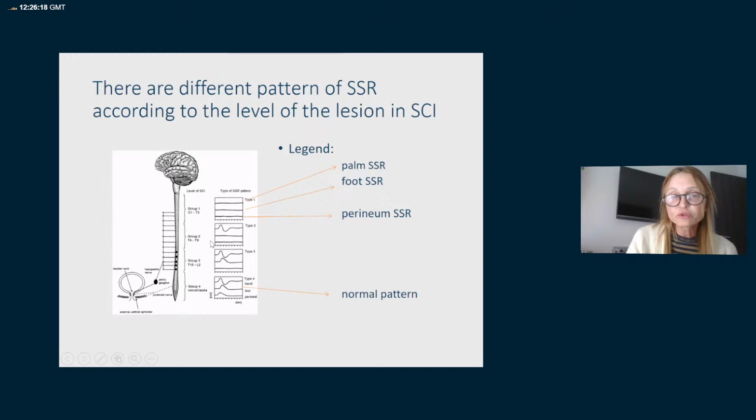And for thoracic lesion, because part of the sympathetic outflow is preserved, what we found was a positive answer in the hand, no answer in the foot, and no answer in the perineum. And for thoracolumbar lesion, we found answer in the hand, answer in the foot, no answer in the perineum. And for lesion below the sympathetic outflow, we found a normal pattern, which means answer in the hand, answer in the foot, and answer in the perineum.